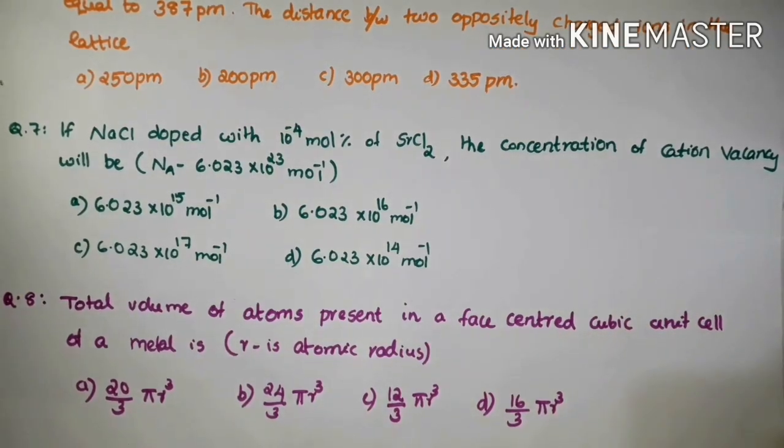Next question. If NaCl is doped with 10 raised to minus 4 mole percentage of strontium chloride, the concentration of cation vacancy will be?